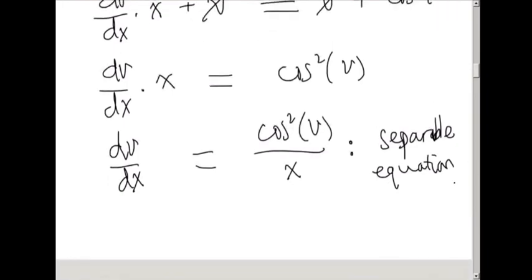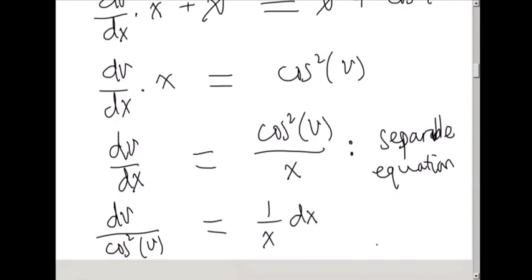Which means that we can separate v and x. v is on one side and x is on the other side. So to do that, we could divide both sides by cosine squared. So we have something like this: dv over cosine squared v, and then on the other side, we have x dx.